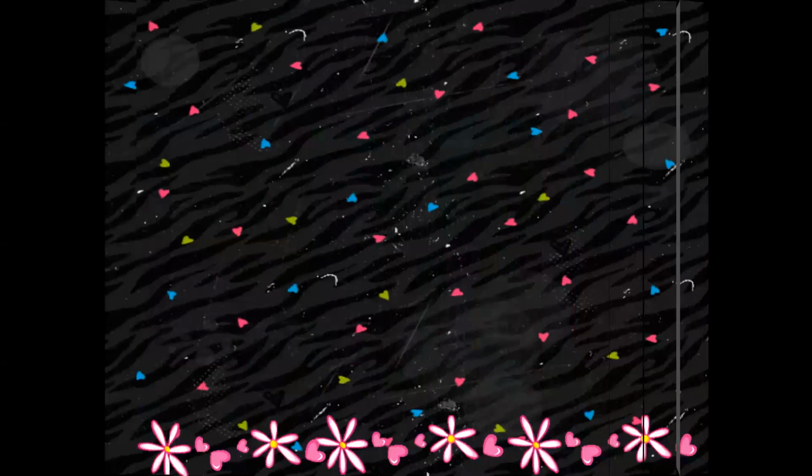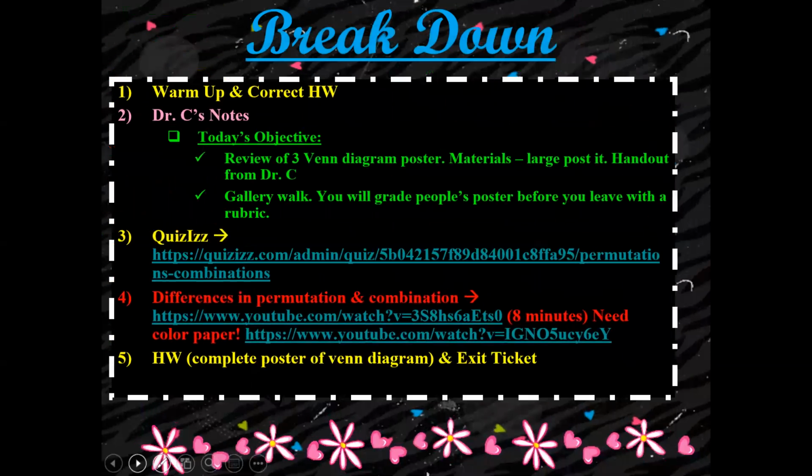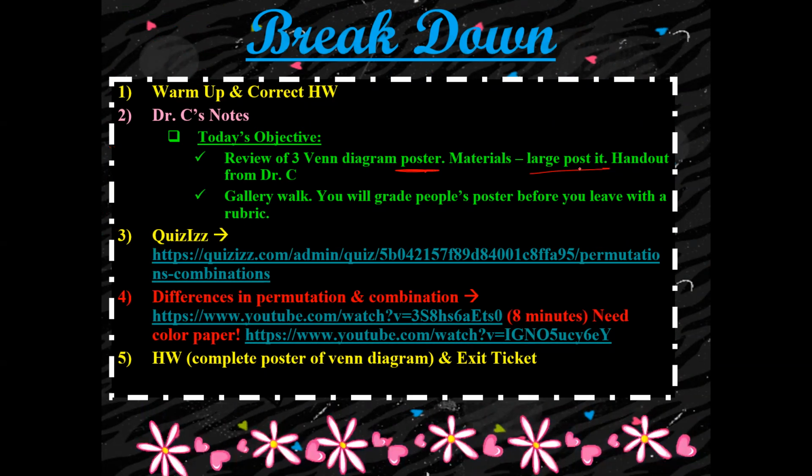So for today, this is what we're going to be doing. We're going to do a quick review of the Venn diagram. We're going to make a poster. So some of the things you will need is a large poster. If you're in class, I will be handing that out.